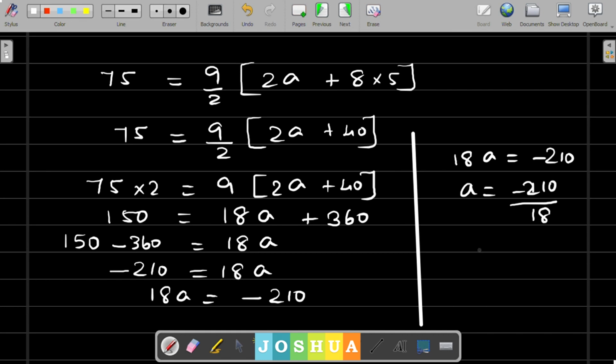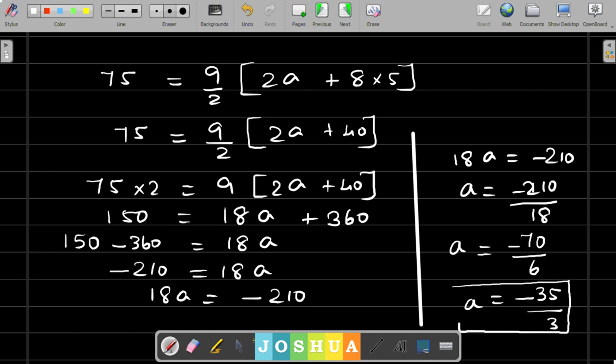So it is a multiple of 3. When you go for this one, how many 3s are in 210? 70 times. How many 3s are in 18? 6 3s are 18. Further I can divide further. It is minus 35 by 3, so I divide by 2 again here. So I got the value of a is equal to minus 35 by 3.